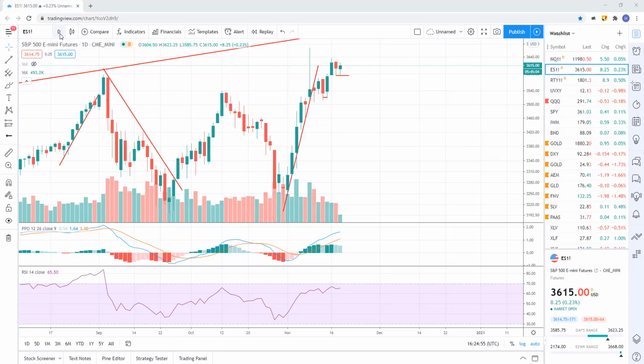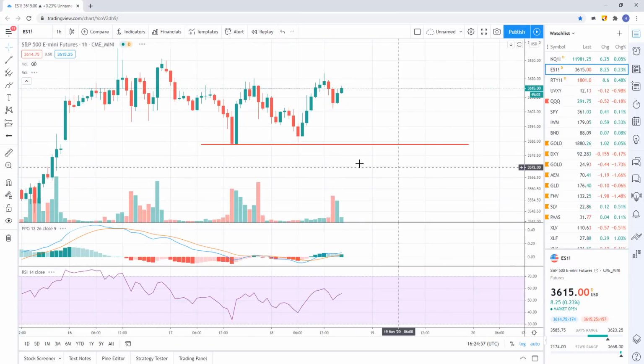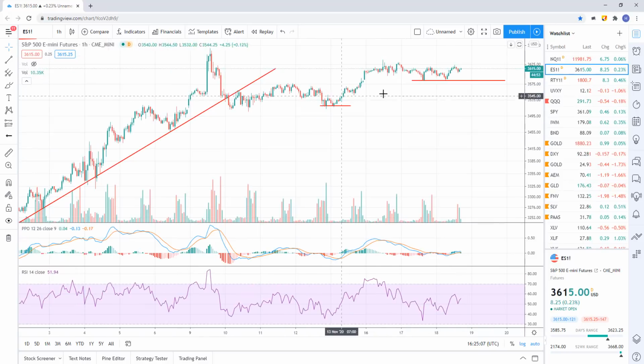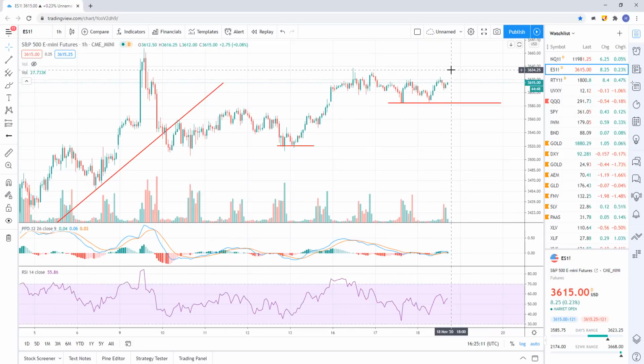Here's your S&P 500 futures, ES, chopping sideways. So I think we need to break this 3584 in order to set in motion some sort of a sell-off. Until then, we're just consolidating, kind of chopping sideways. Until I see further indication of a reversal or anything, I would say the trend is still up.